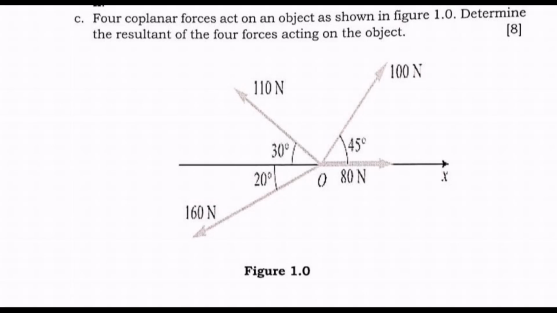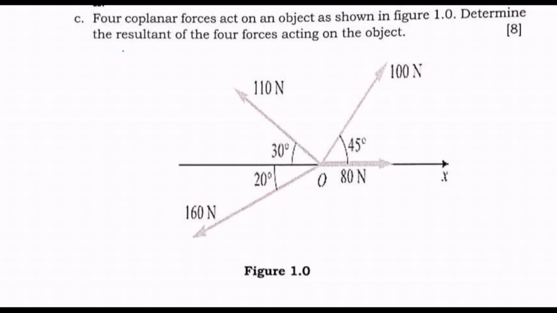So let's go to our first question on vectors. This question is very interesting because you apply the direction of vectors. Now, let's read the question. Four component forces act on an object as shown in figure 1.0. Determine the resultant of four forces acting on the object.